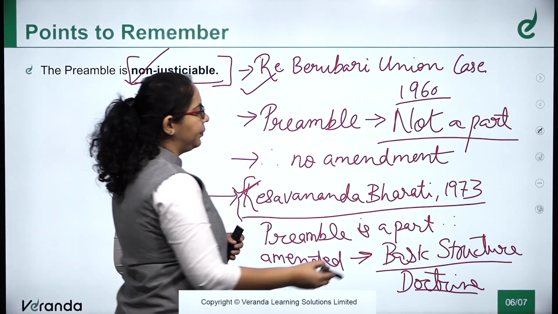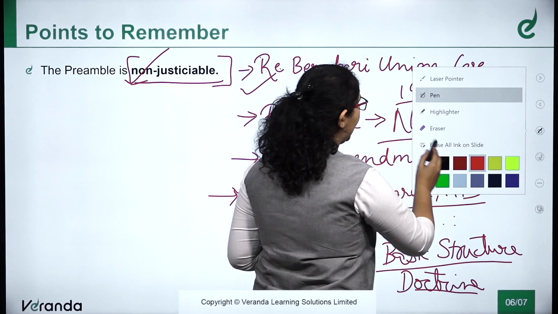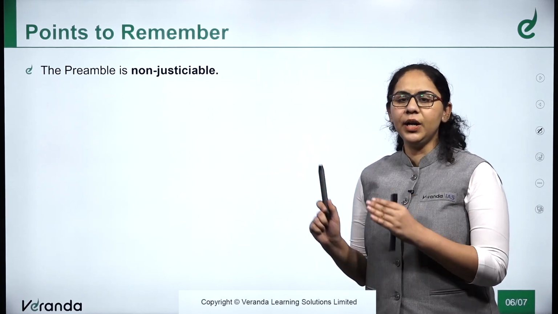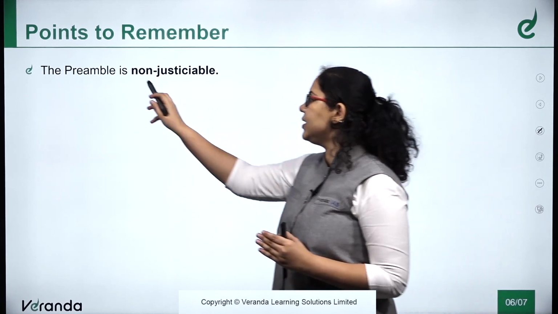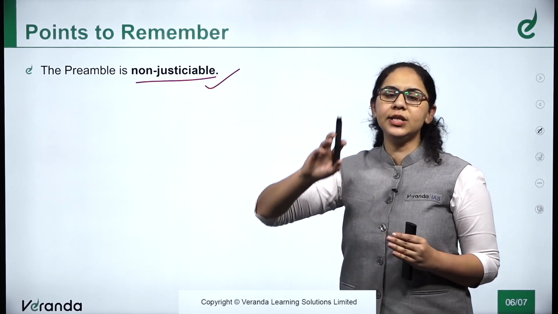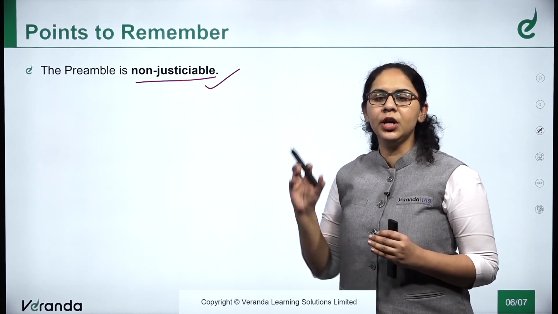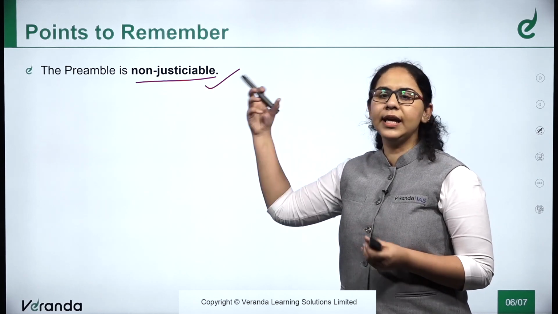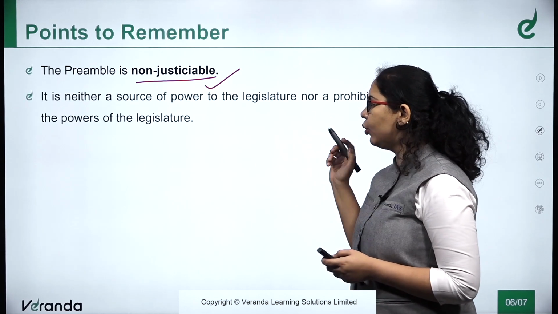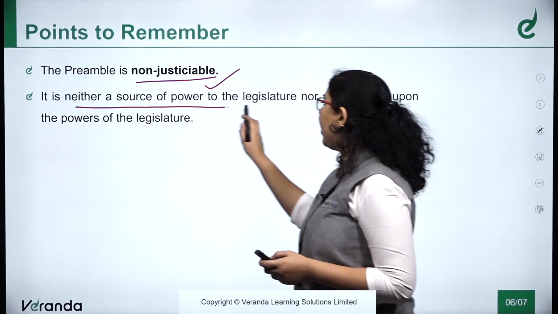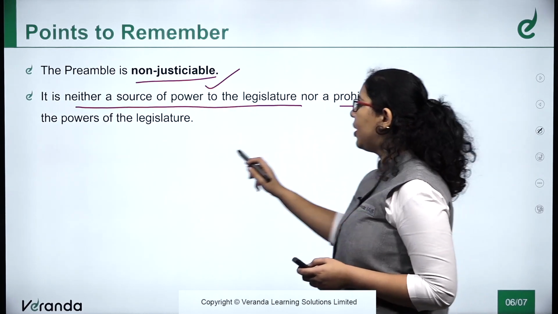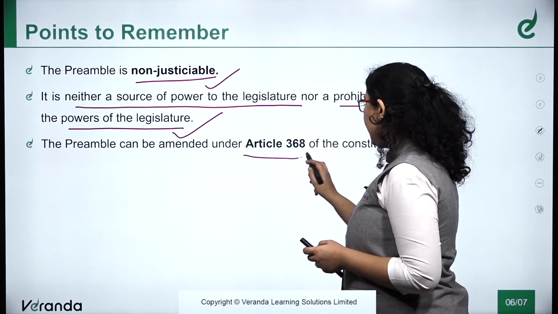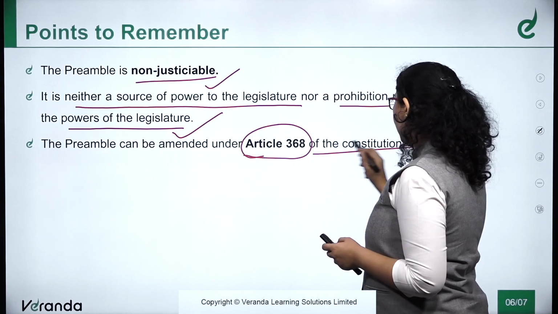We will move ahead. All three questions I have answered for you. The Preamble is a part of the Constitution. We can amend the preamble, but with respect to the basic structure doctrine, and the preamble is non-justiciable in nature. Non-justiciable means that one cannot challenge any law in any court of law on the ground that it is not in concurrence with the preamble. It is neither a source of power to the legislature nor a prohibition upon the powers of the legislature. The preamble can be amended under Article 368 of the Constitution.